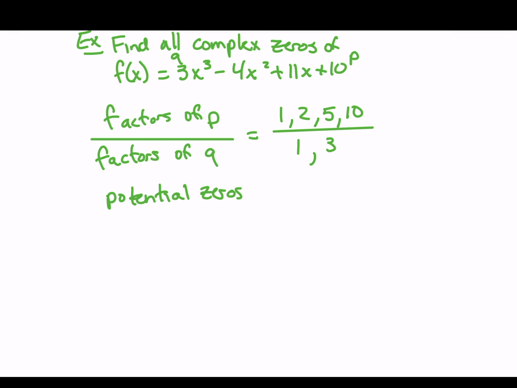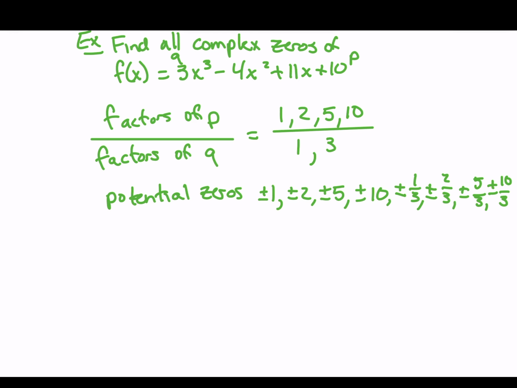are 1 over 1, which is 1, so plus or minus 1. 2 over 1, which is plus or minus 2. 5 over 1, which is plus or minus 5. 10 over 1, which is plus or minus 10. And then we change our denominator, and we get plus or minus 1 over 3, plus or minus 2 over 3, plus or minus 5 over 3, and plus or minus 10 over 3.